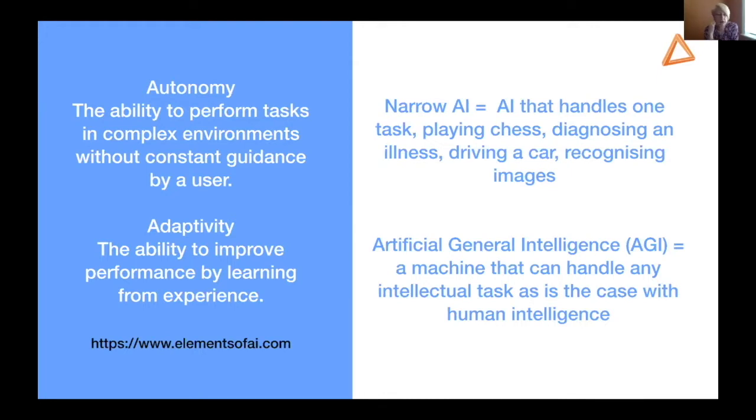And we need to, of course, differentiate between narrow AI, AI that can do one thing, which is where we are now, and artificial general intelligence, where we have this dream of a machine that can do all of the things that we as humans can do. So whilst at the moment we're at the stage of having a machine that can play chess or drive a car or diagnose an illness or recognize images of specific things, the consultant in a hospital who can conduct the medical diagnosis can probably also play chess, also drive a car, also recognize images. And we don't have AI that has that general kind of intelligence yet.